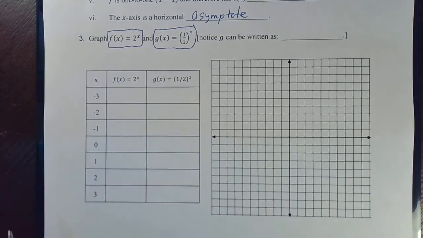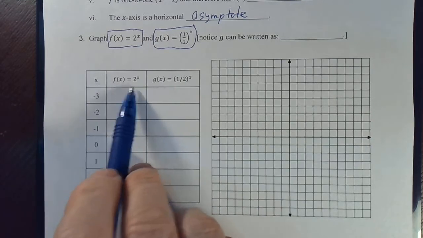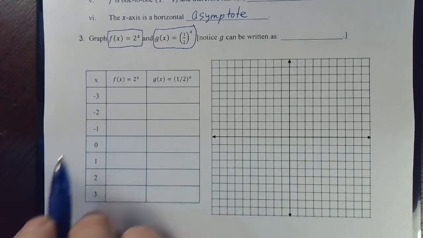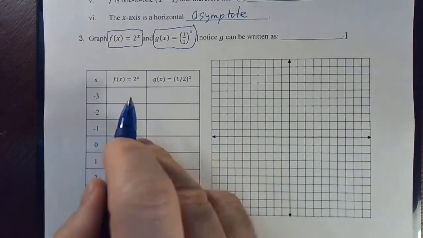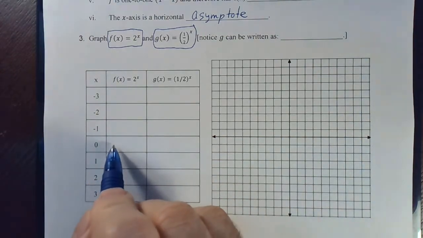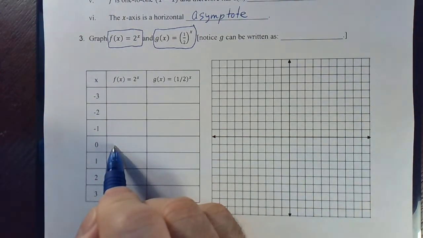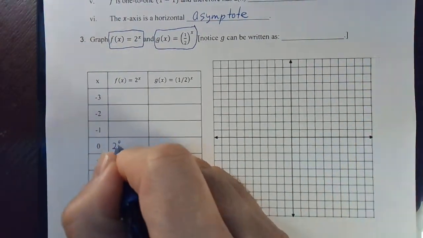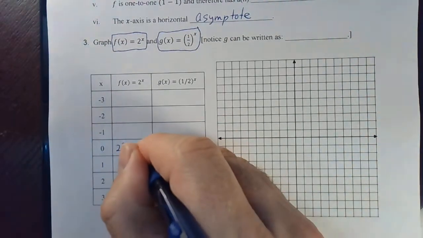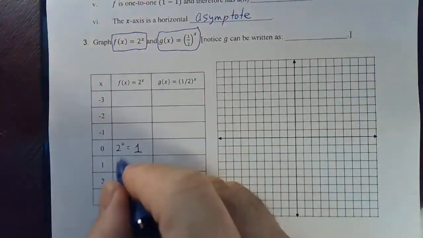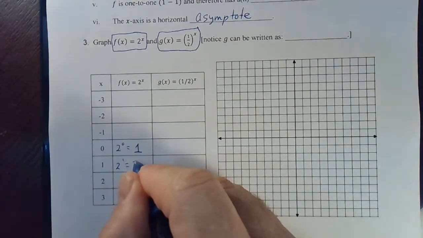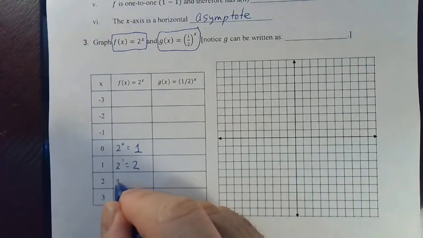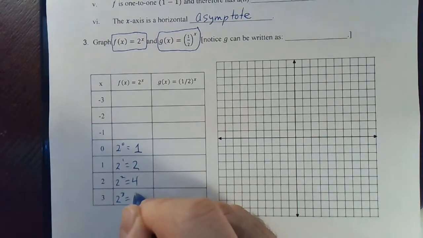I've got a table set up here. Actually, I think I'm going to start with the very easiest one. What is f of x equals, what is 2 to the 0 equal to? That's 1. 2 to the 1 is 2. 2 squared is 4, and 2 to the third is 8.